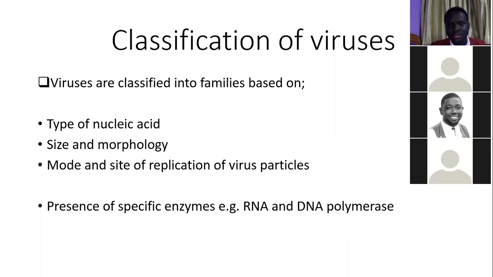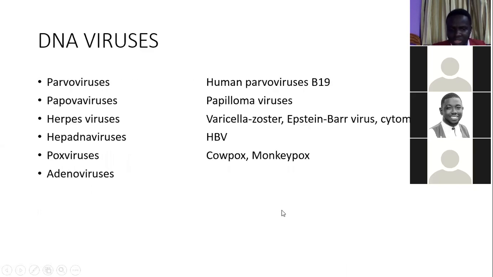Now, based on our knowledge of a virus being naked, being enveloped, having single-stranded DNA, double-stranded RNA and all those, we use this principle to group viruses into what? Families, and even into genera. Based on what? The type of nucleic acid. Now, when we say nucleic acids, I think we know what nucleic acids are. Size and morphology, that is either helical, either complex. And the mode and site of replication, we'll talk about that one too. And presence of these enzymes, either DNA or RNA polymerase.